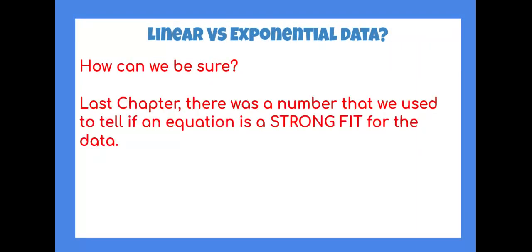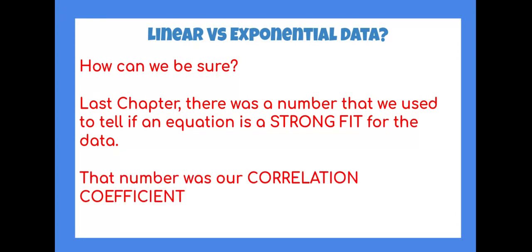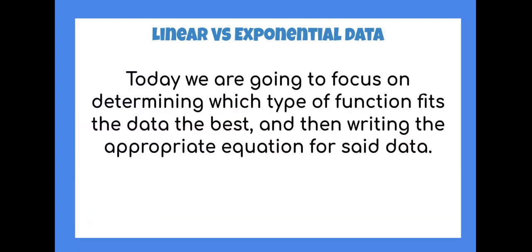Last chapter, there was a number that we used to tell if an equation was a strong fit for the data. And that number was called our correlation coefficient, or our R value. So what we're going to do today is we're going to focus on how we're going to determine the type of function that fits the data, and then write the appropriate equation by using that R value.